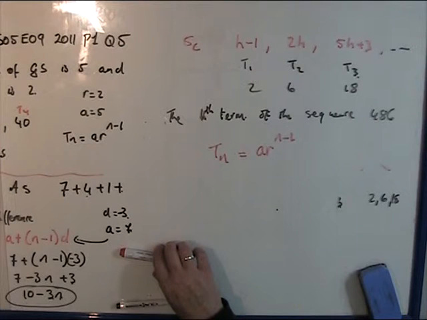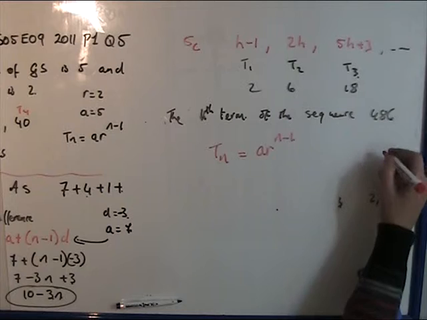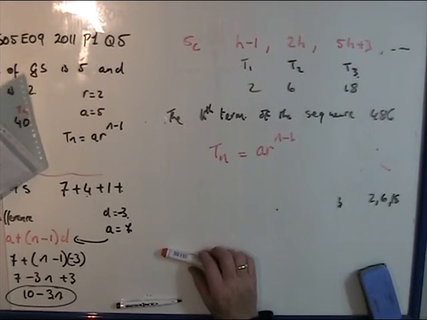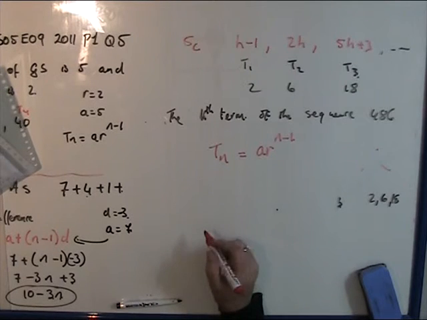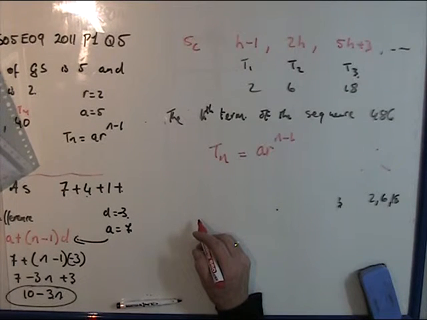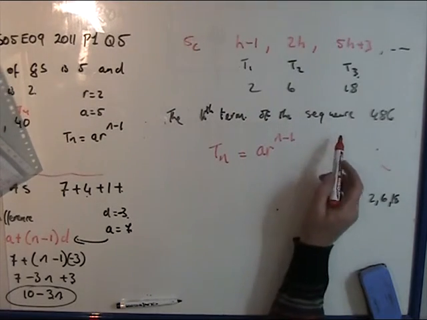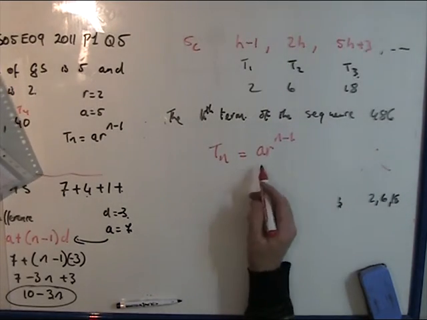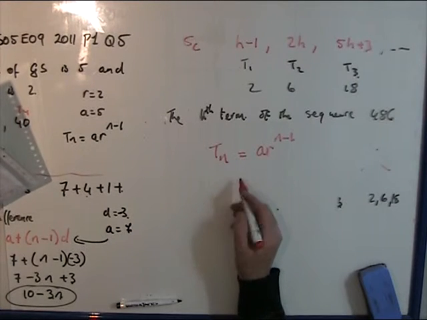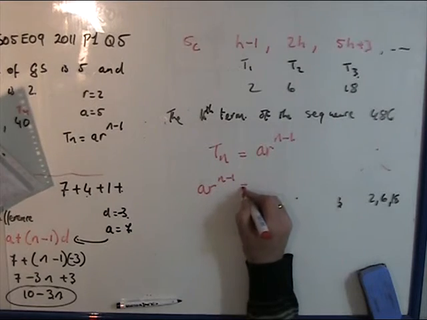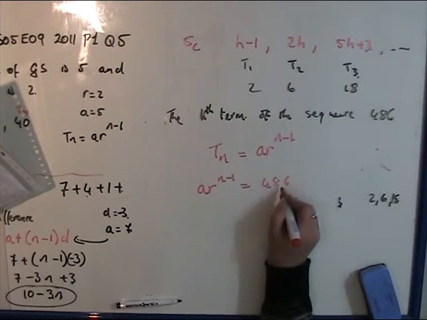Now we have our values. We found out that a is 2 and r is 3. Let's have a look at find the kth term of this sequence. h, we found that h is equal to 3. Now find the kth term of the sequence of 486. So we make that equal to, so a times r to the power of n minus 1 is equal to 486.